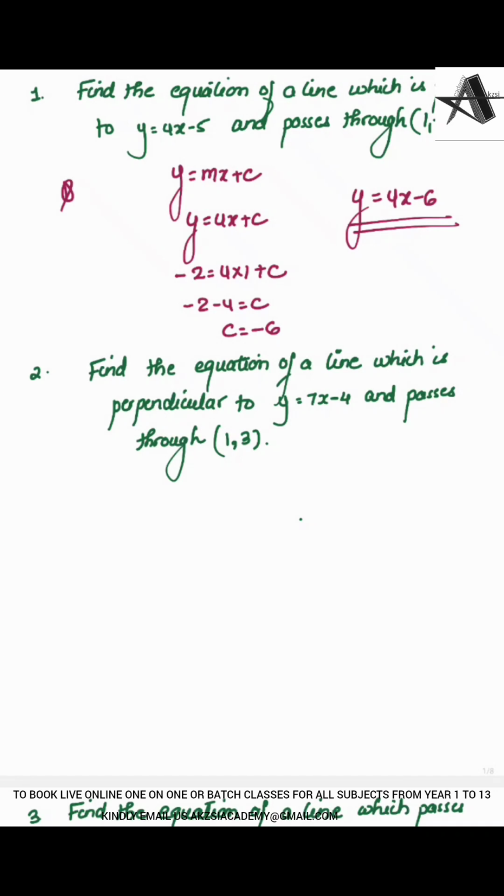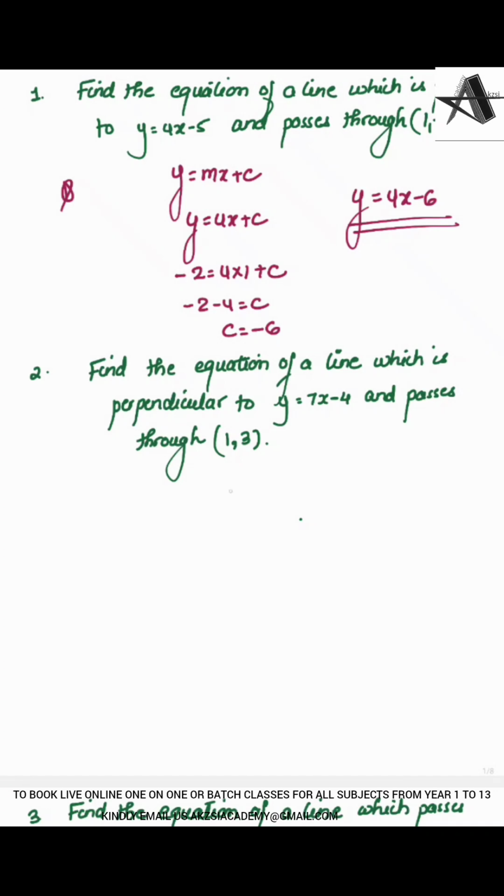Similarly, we can calculate the second equation. It says find the equation of a line which is perpendicular to y equals 7x minus 4 and passes through (1, 3). It's exactly like the previous one. The only difference is now the line is perpendicular, so the condition will change.